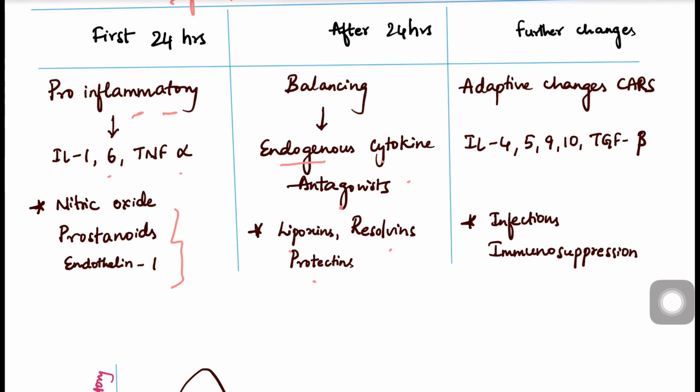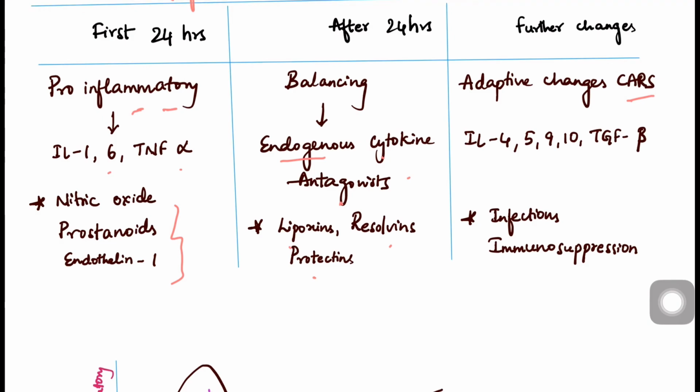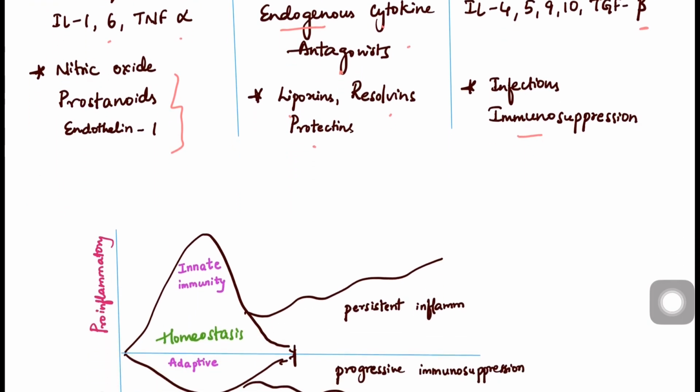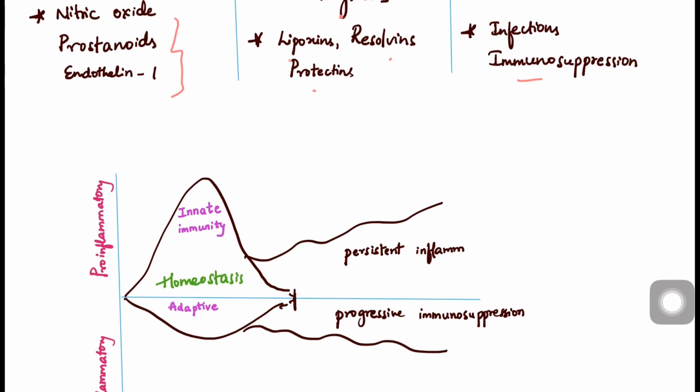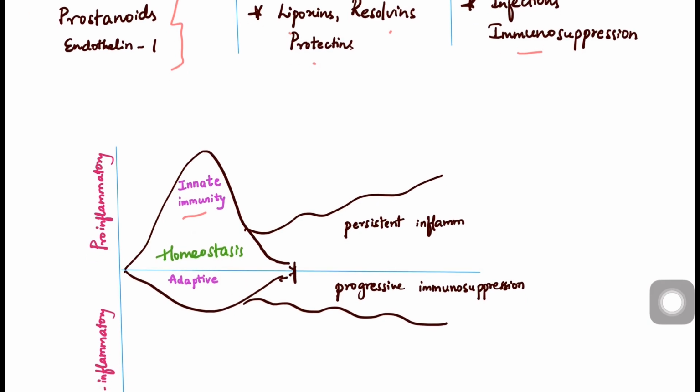So adaptive changes will occur in the form of CARS. What is CARS? Not your car. It is compensated anti-inflammatory response syndrome, leading to release of interleukin 4, 5, 9, and 10, TGF beta. So whenever immunity is suppressed, so we are fighting against the immunity, it will cause immunosuppression as well as infection. So all the pro-inflammatory phase is mediated by the innate immunity, and anti-inflammatory phase is mediated by the adaptive immunity.